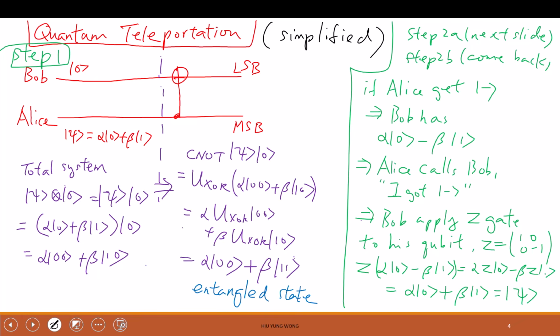Okay, so they still don't know what they have. But Bob needs that. I don't care what I have. I just apply a Z gate to my qubit. Then I will get the state that Alex had. Because Alex's state was alpha 0 plus beta 1, and Bob gets alpha 0 minus beta 1 instead of plus. Now he applied the phase shift gate. Then he got alpha 0 plus beta 1.